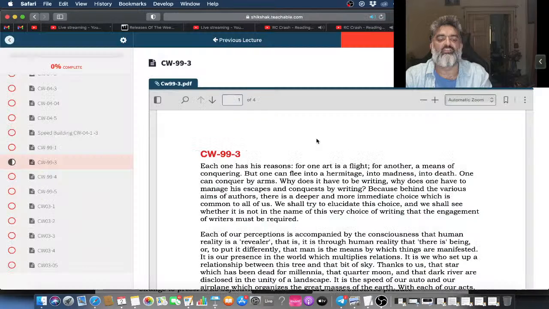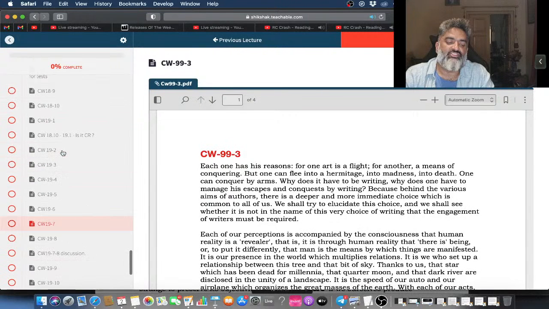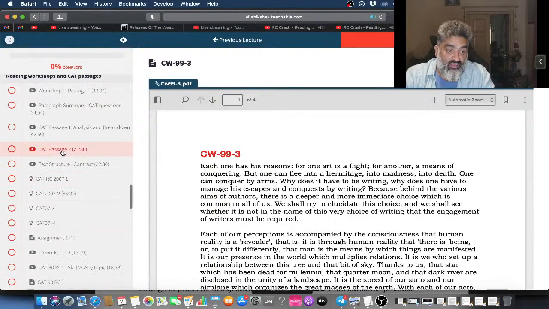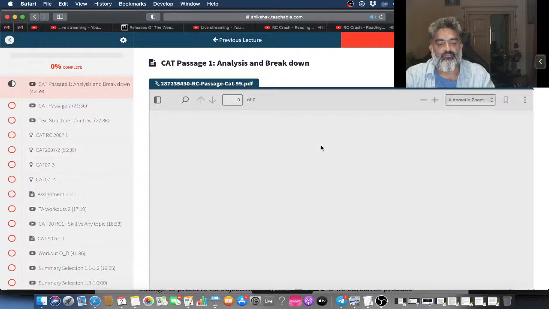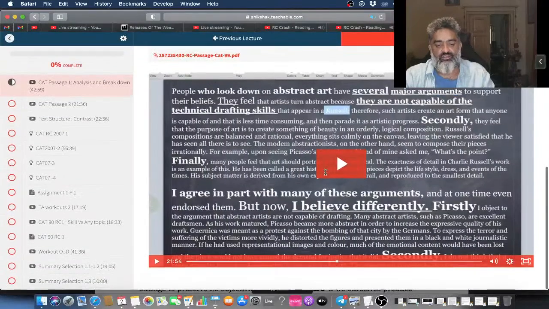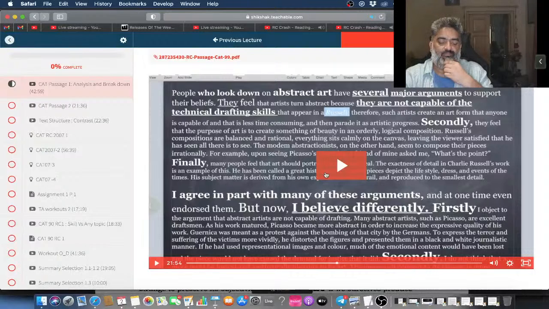This is the sheet we were discussing, CAT 99, passage 3. If you're wondering where is passage 2 from CAT 99, it was done a few years back, and it's still a very good passage to work out. And it's again on art, but this time about argument and counter argument about whether abstract artists were good or not. So even this was an interesting passage. Try it out later if you haven't already done so.